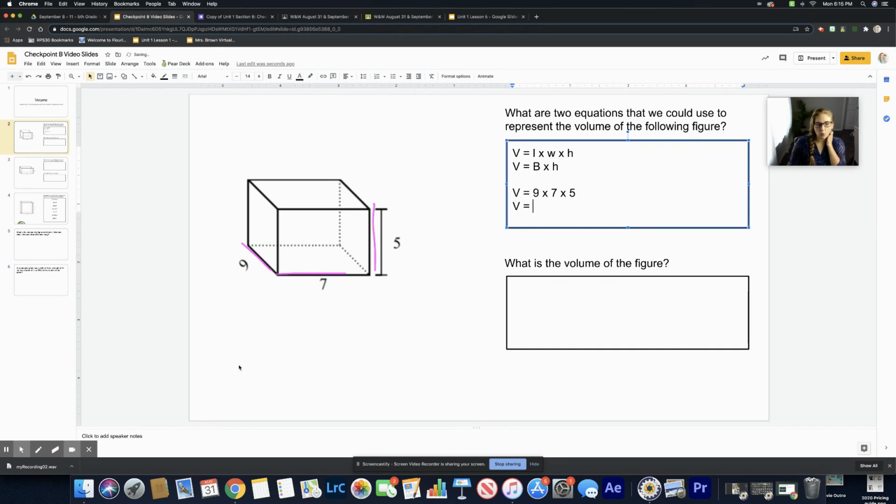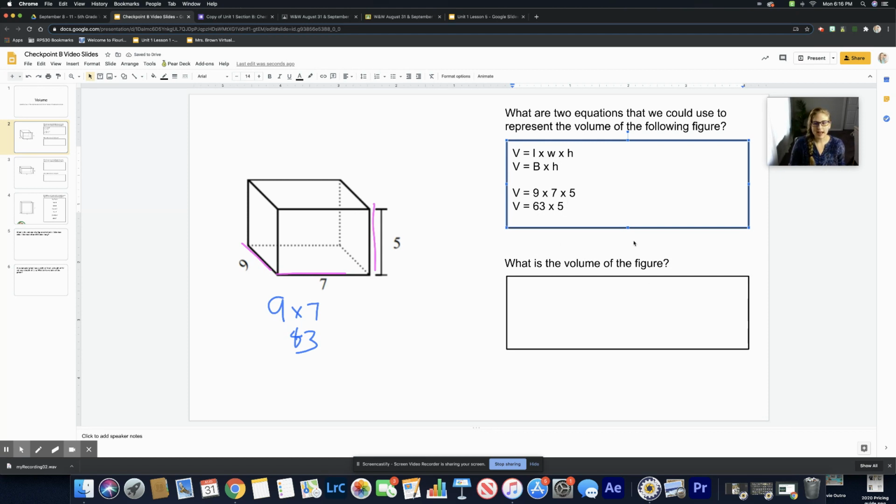So I have to figure out what my base is. In order to find out what my base is, I multiply the length times the width. So I have 9 times 7, and if I do 9 times 7, I get 63. So I'm going to write that over here. I have 63 times my height. The height is the same thing as layers, so 5 layers.